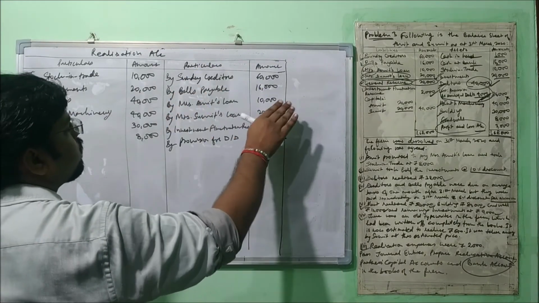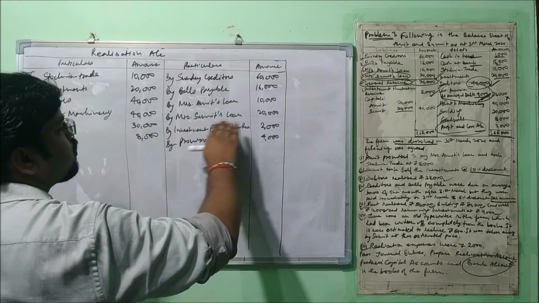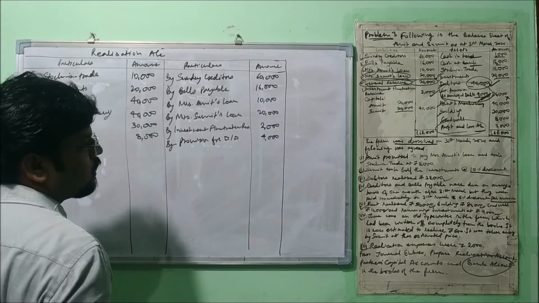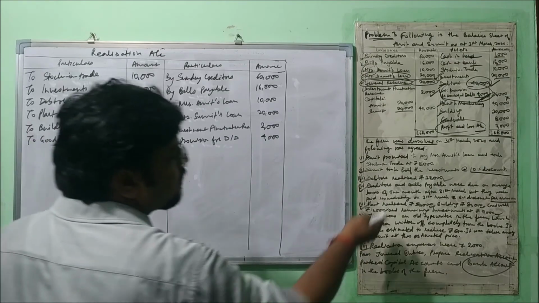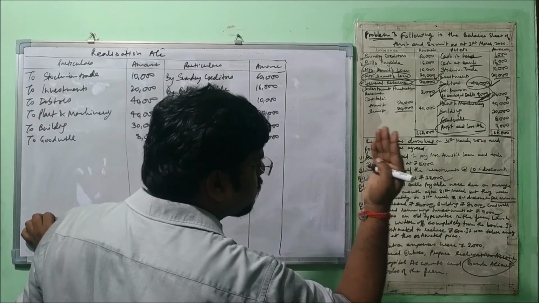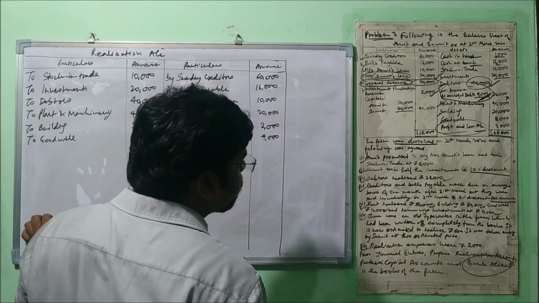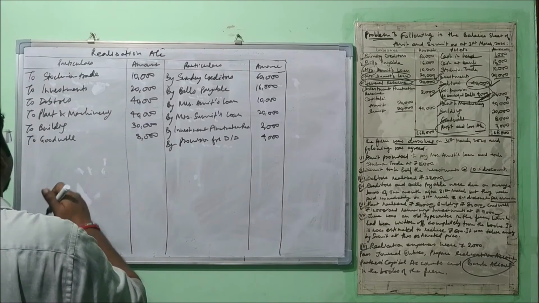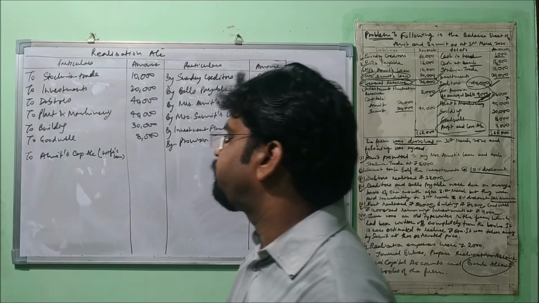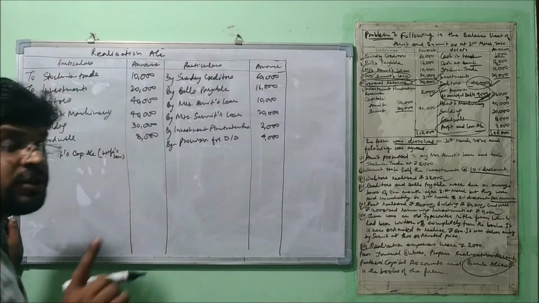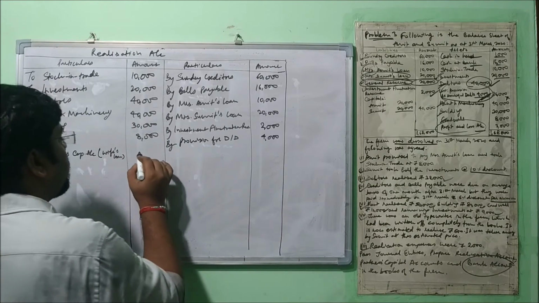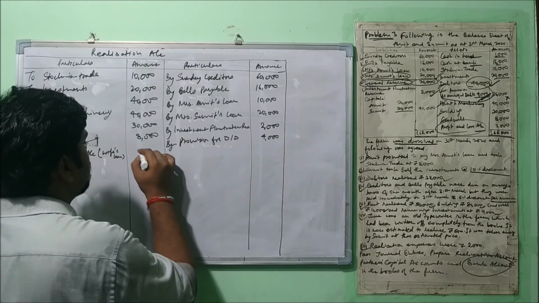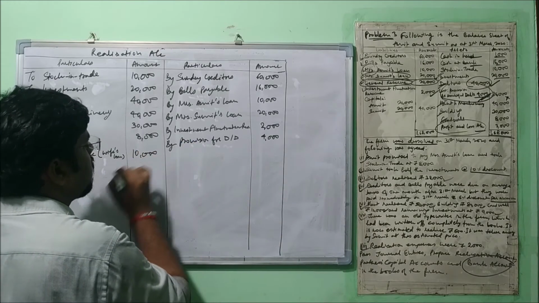Sundry creditors, bills payable, Mrs. Amit's loan, Mrs. Smith's loan, even investment fluctuation reserve and provision for doubtful debts. Thereafter what we did, we went according to this. Amit took the responsibility of his wife's loan. And as per the entry number 3, we are going to transfer it here to Amit's capital account, because what entry did we pass there? Realization account debit to Amit's capital. In bracket we can mention wife's loan or Mrs. Amit's loan, whatever you feel convenient, 10,000.